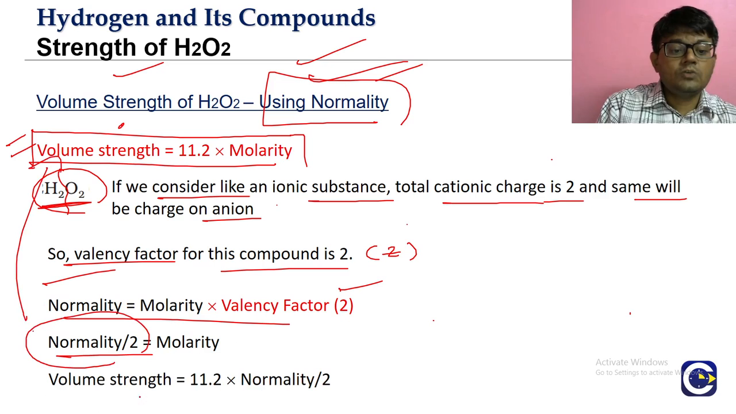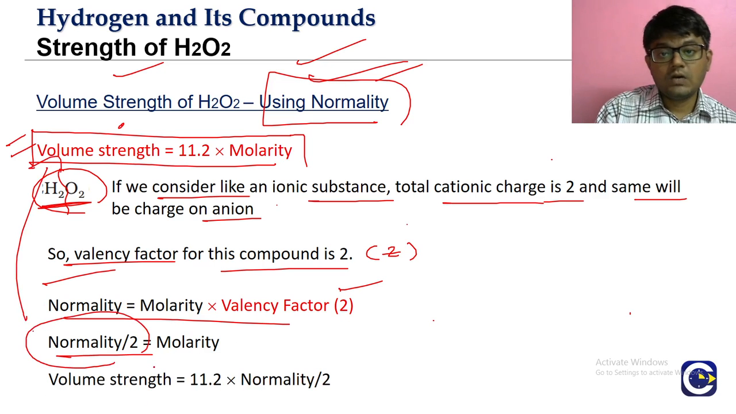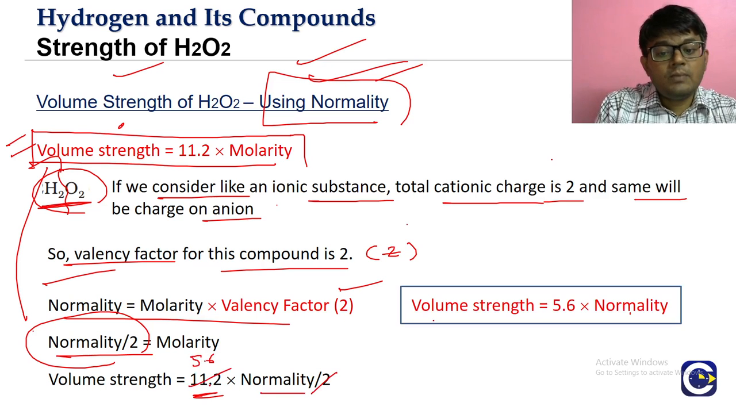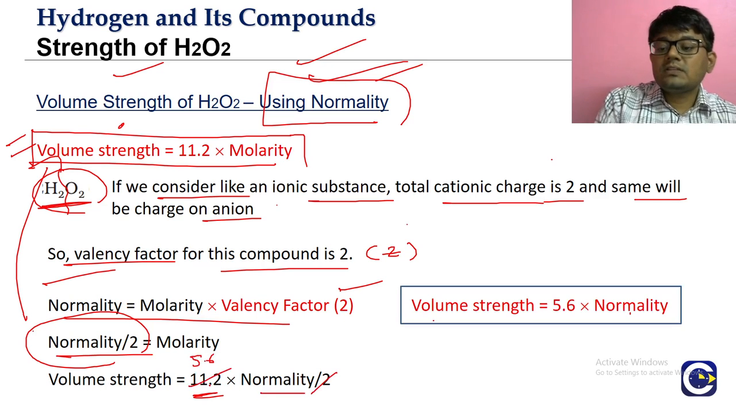So what is it? Volume strength is equal to, already we have the formula. Volume strength is equal to 11.2 into molarity, right? In place of molarity, what are we putting? Normality by 2. 2 ones are 2, 5.6. So we got the formula. Volume strength is equal to 5.6 into normality.